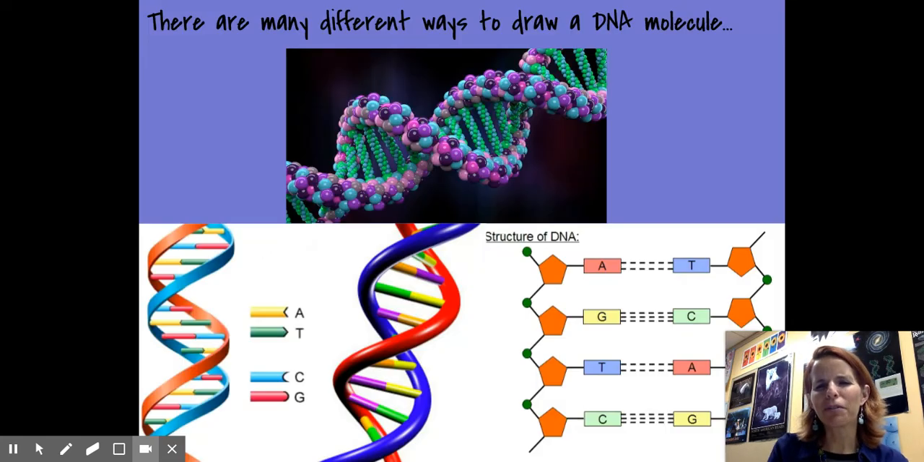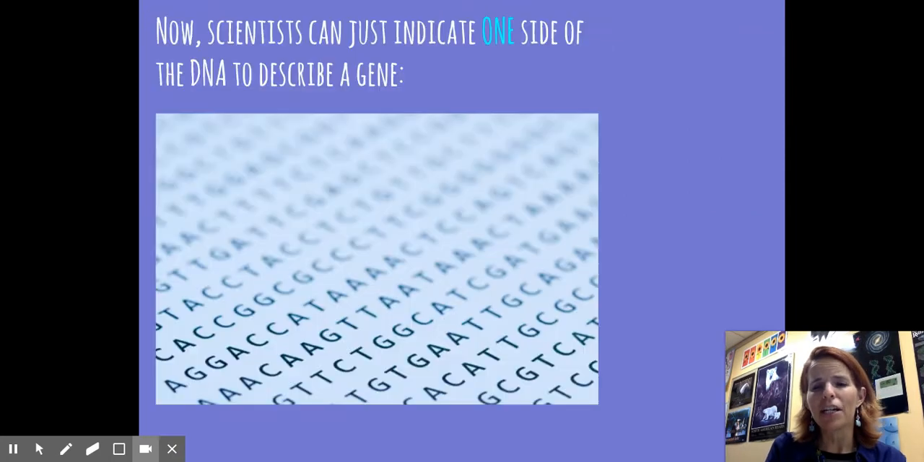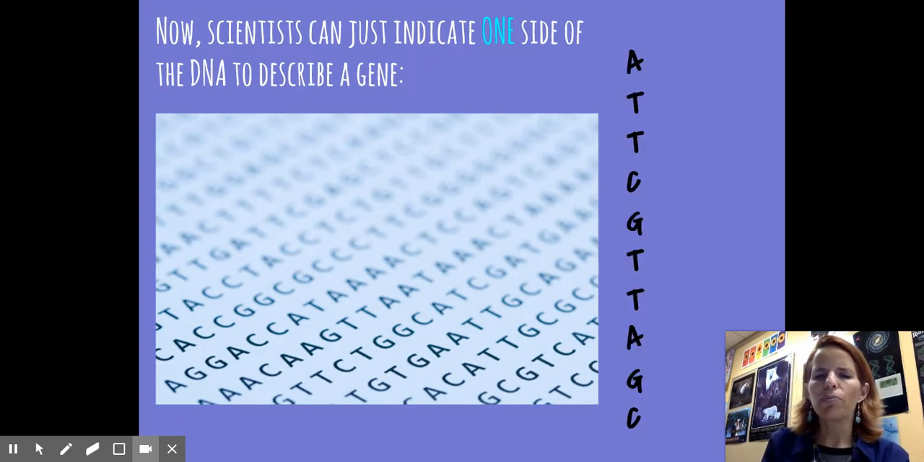All right, so there's lots of different ways to draw a DNA molecule, but a lot of them require an art degree. So early on, scientists figured out, hey, there's a much easier way for us to talk DNA and to draw DNA. If we all agree we know the backbone is phosphate, sugar, phosphate, sugar, phosphate, sugar, could we just skip drawing the backbone? And if we know the right side is an opposite copy of the left side, could we just show DNA with one side? So here's how scientists write DNA: A, T, T, C, G, T, T, A, G, C.